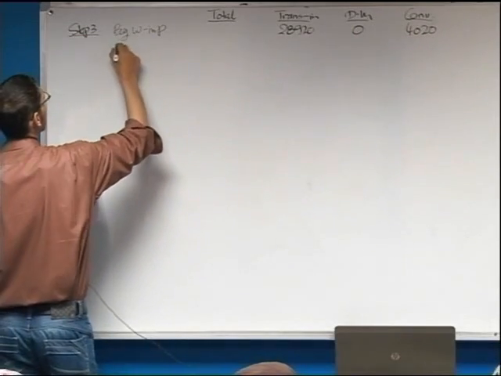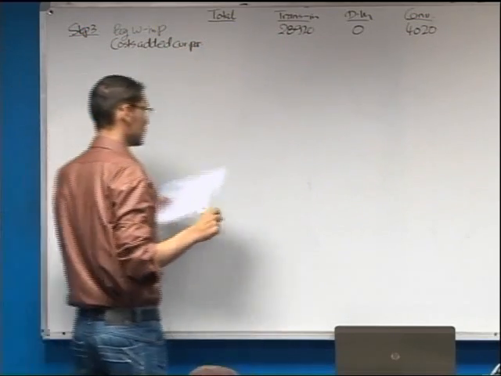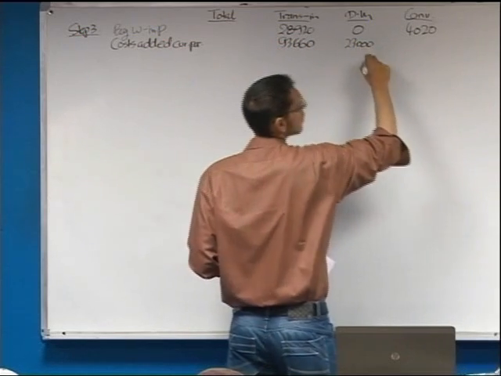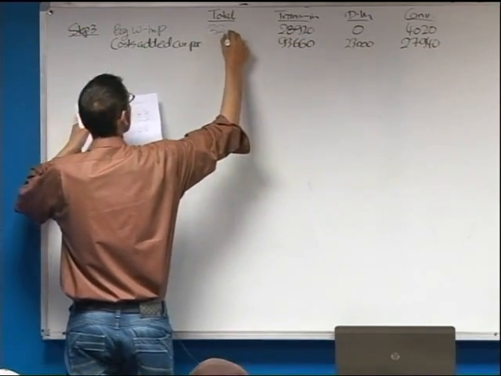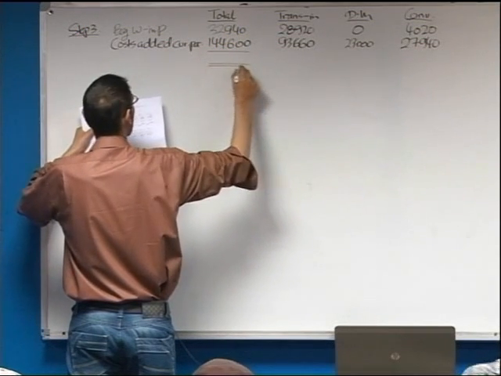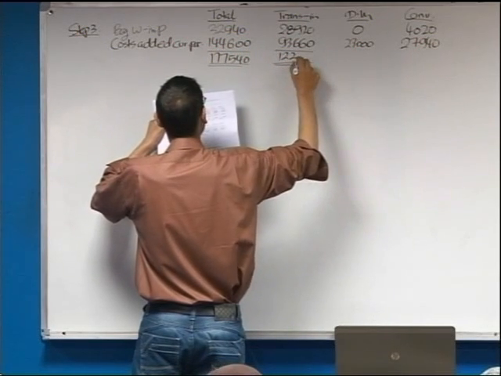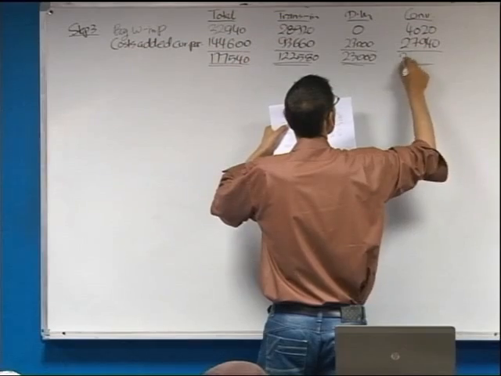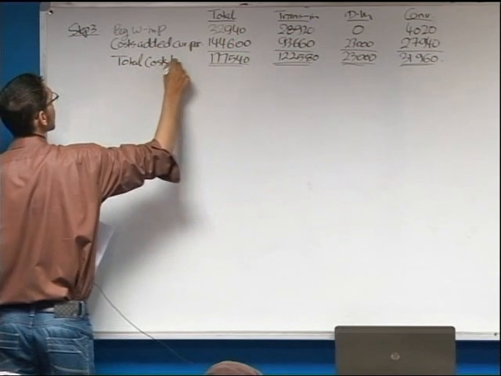Of course, the costs now added in the current period are 93,660, 23,000, and 27,940. Of course, the total of these two costs are 32,940 and 144,600. Of course, the total cost to account for is 177,540, 122,580, 23,000, and 31,960. These are the total costs to account for.